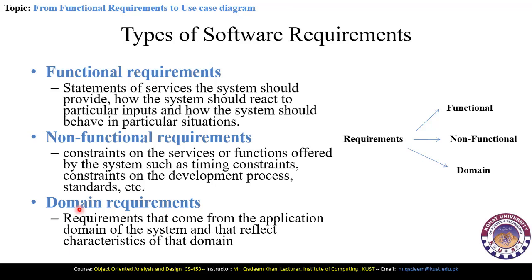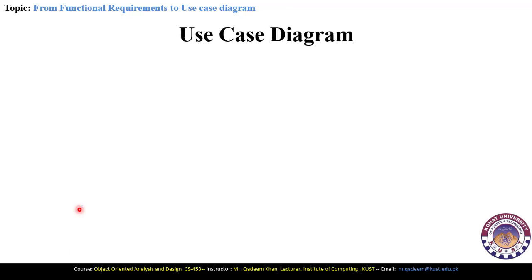So domain requirements represent the system characteristics that depend on the area from where the system will be developed. And that area is the type of computer science area. And there are multiple specialization areas in computer science.